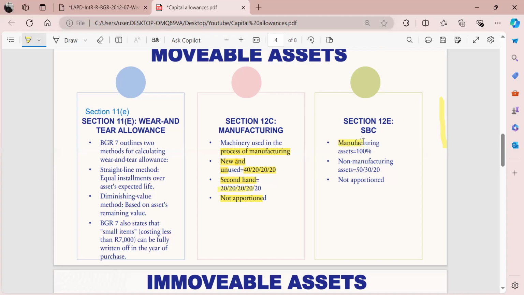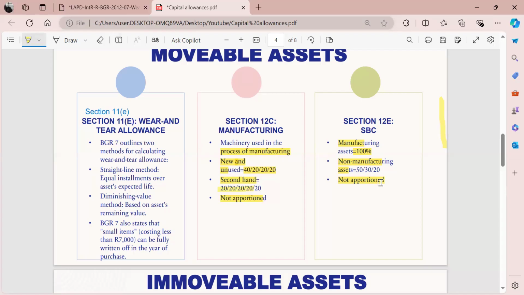So for manufacturing assets, we're going to claim 100% in year one, right? So the full amount will be claimed in the first year if it's a manufacturing machine. For non-manufacturing assets under a small business corporation, we will claim 50% in year one, 30% in year two, and 20% in year three. And again, we do not apportion this capital allowance, right? So just a few things to take note of.